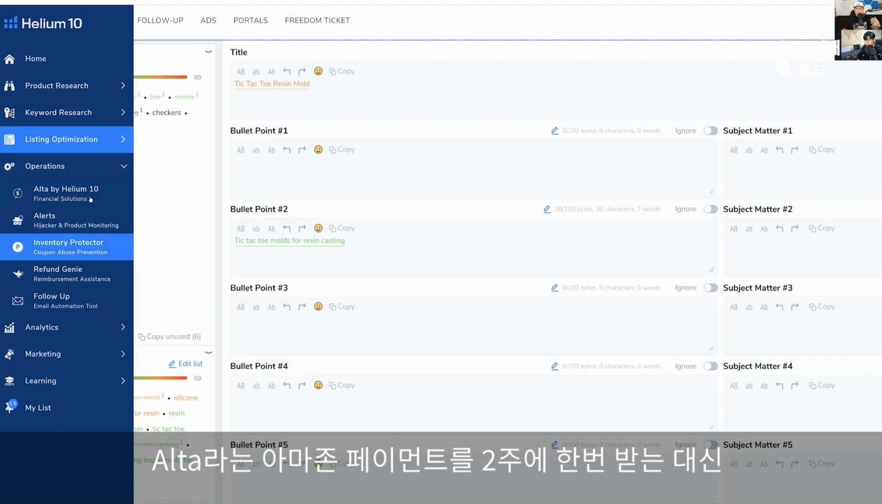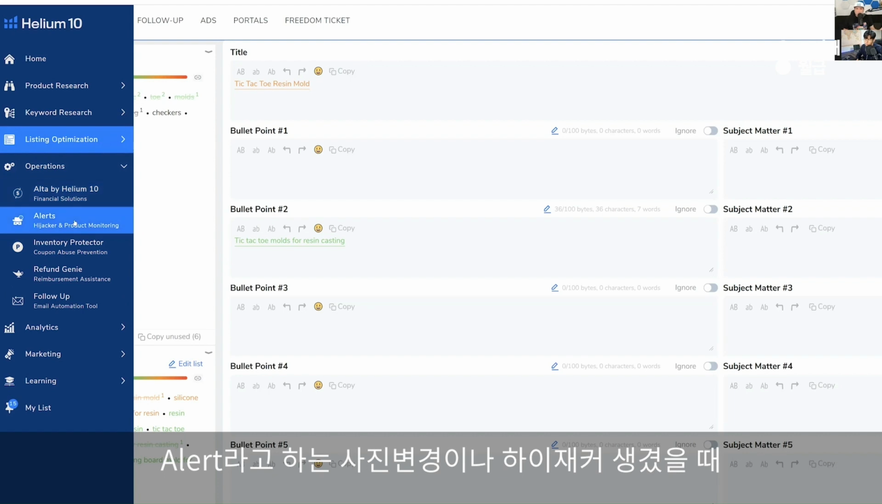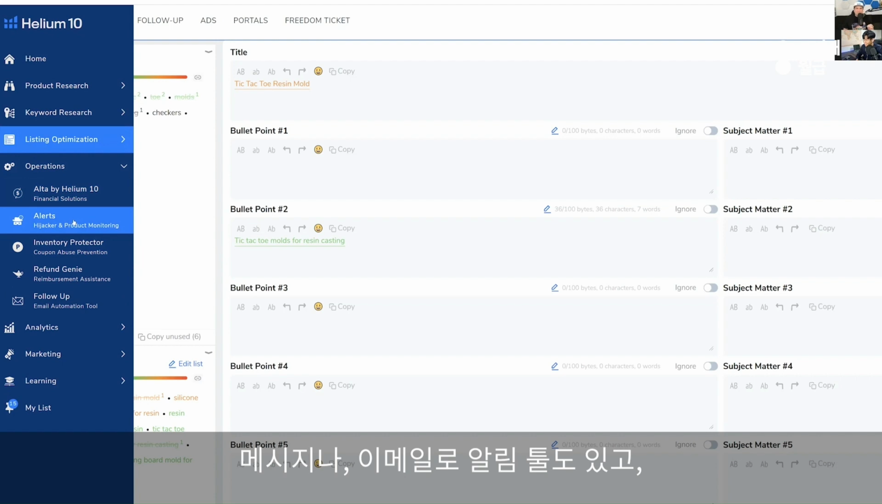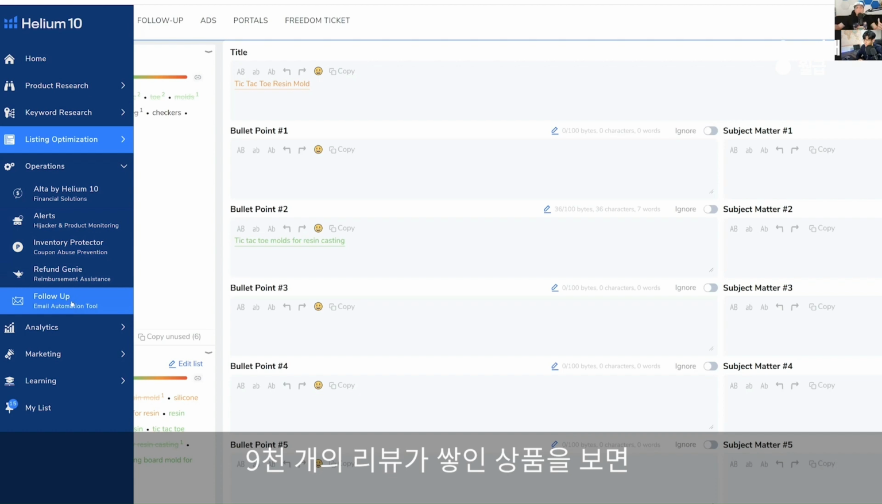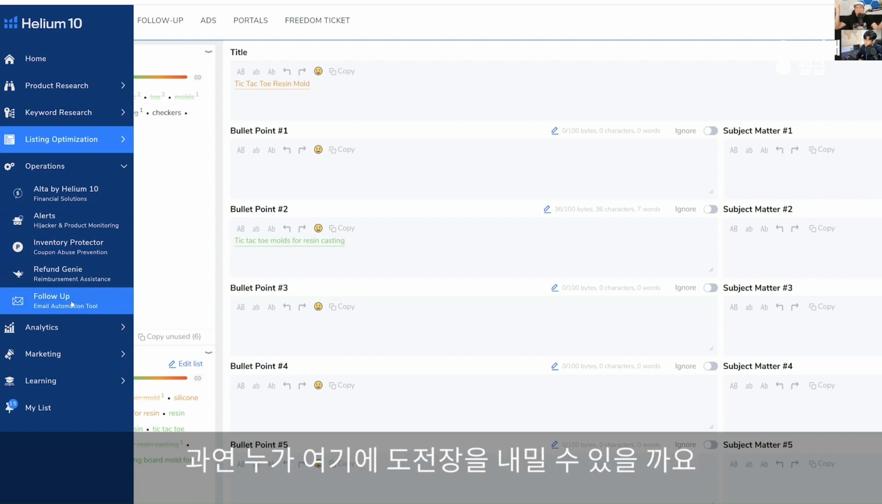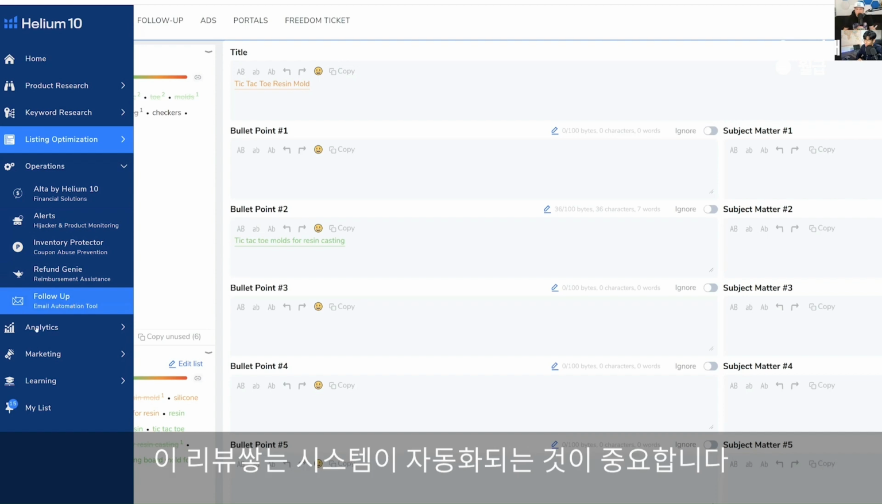We have a full financial tool, which allows you to get a credit line and also get your Amazon payments every day instead of once every 2 weeks. We've got Alerts, which sends you a text message. It doesn't use Kakao yet, but it sends you either a text message or email, like if somebody changes your image or you have another seller trying to sell on your listing, we'll let you know. Email follow-up. It's important to get more reviews. We saw that once you get like 9,000 reviews, it's like, who's going to compete with you? But the way you build up the reviews is reminding your customers to leave them. You can automate that with follow-up.